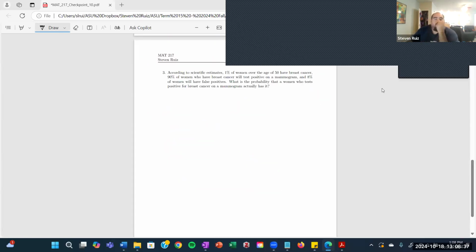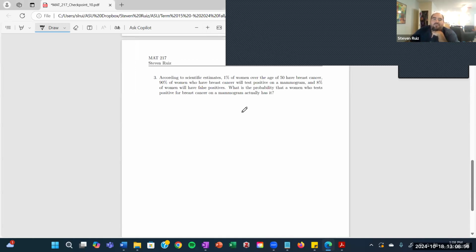All right, so question three. According to estimates, 1% of women over the age of 50 have breast cancer, and 90% of those who do will test positive for it. And 8% of women will have false positives. What is the probability that a woman who tests positive for breast cancer on a mammogram actually has it? So this is the quintessential application of Bayes' theorem.